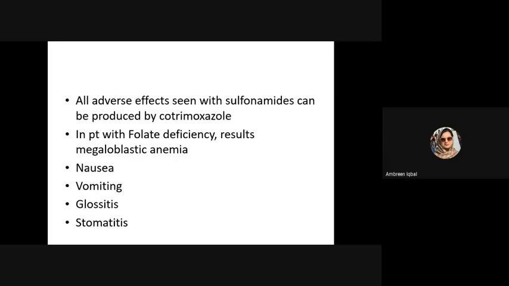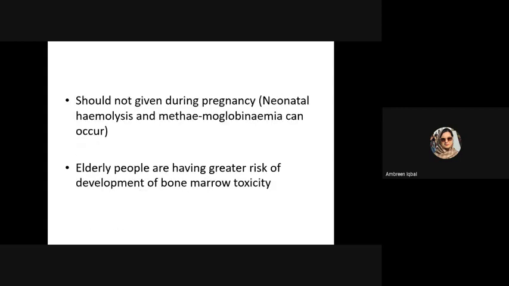All the adverse effects seen with the sulfonamides can be produced by cotrimoxazole. In patients with folate deficiency, it results in megaloblastic anemia along with nausea, vomiting, glossitis, and stomatitis. This should not be given during pregnancy. Elderly people have a greater risk of developing bone marrow toxicity.